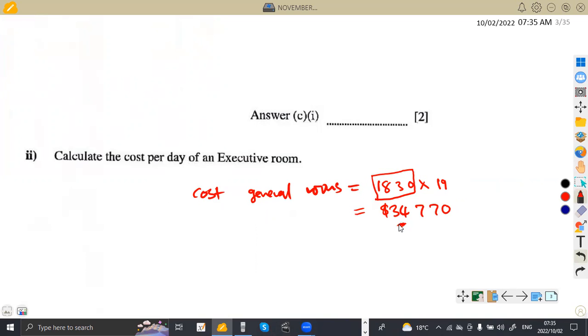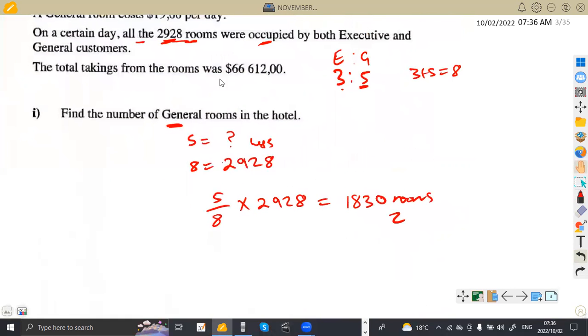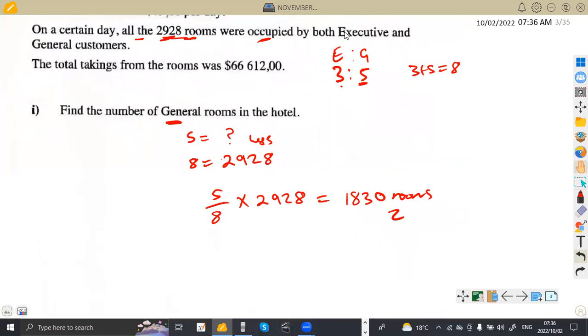This is the cost for the general rooms. Now we are given the total cost of everything. This is the total cost of all the rooms. So if we subtract the one for the general rooms from this cost, we're going to be left with the total cost for the executive rooms exactly.